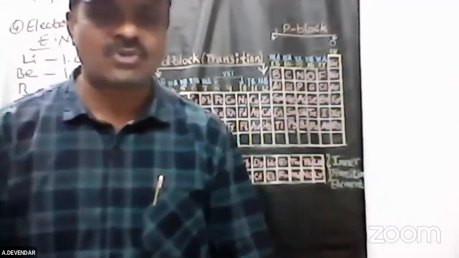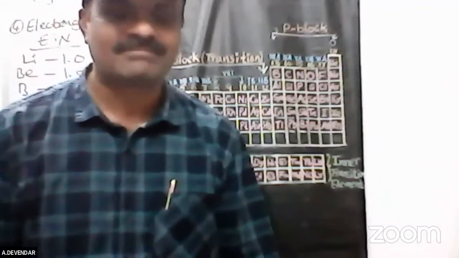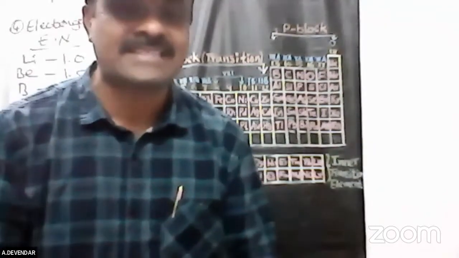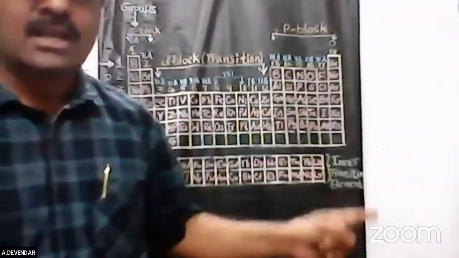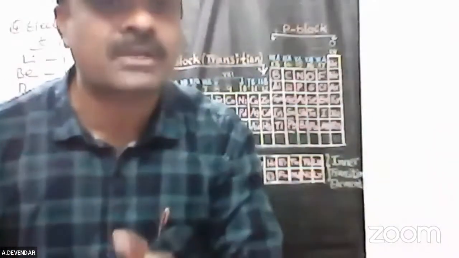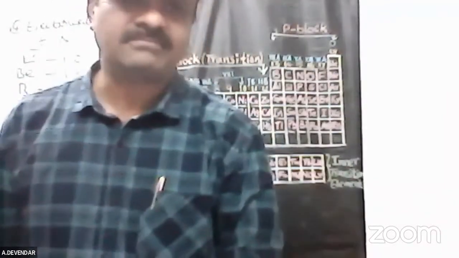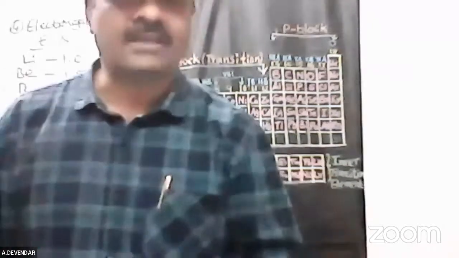Zero group elements have no electronegativity, because they have no ability to attract electrons. Zero group elements are inert; they do not chemically react with each other. But they have high ionization potential. Among all the elements in the periodic table, zero group elements possess high ionization potential. High ionization potential means removing an electron is very, very hard. Why? Because the configuration is ns2 np6, the octet rule. Can you take an electron from an octet?